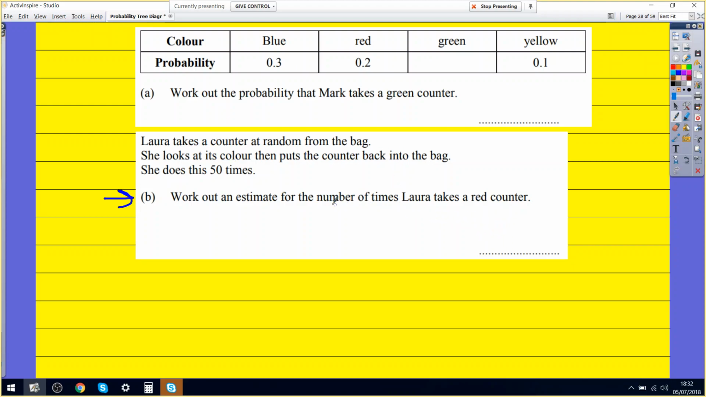They want how many red counters there are. 20% is correct, but they want the number. 10. Correct, 10. So it's basically 20% of 50, or 2/10 of 50, or 50 times 0.2. Same thing. Okay, you got it.